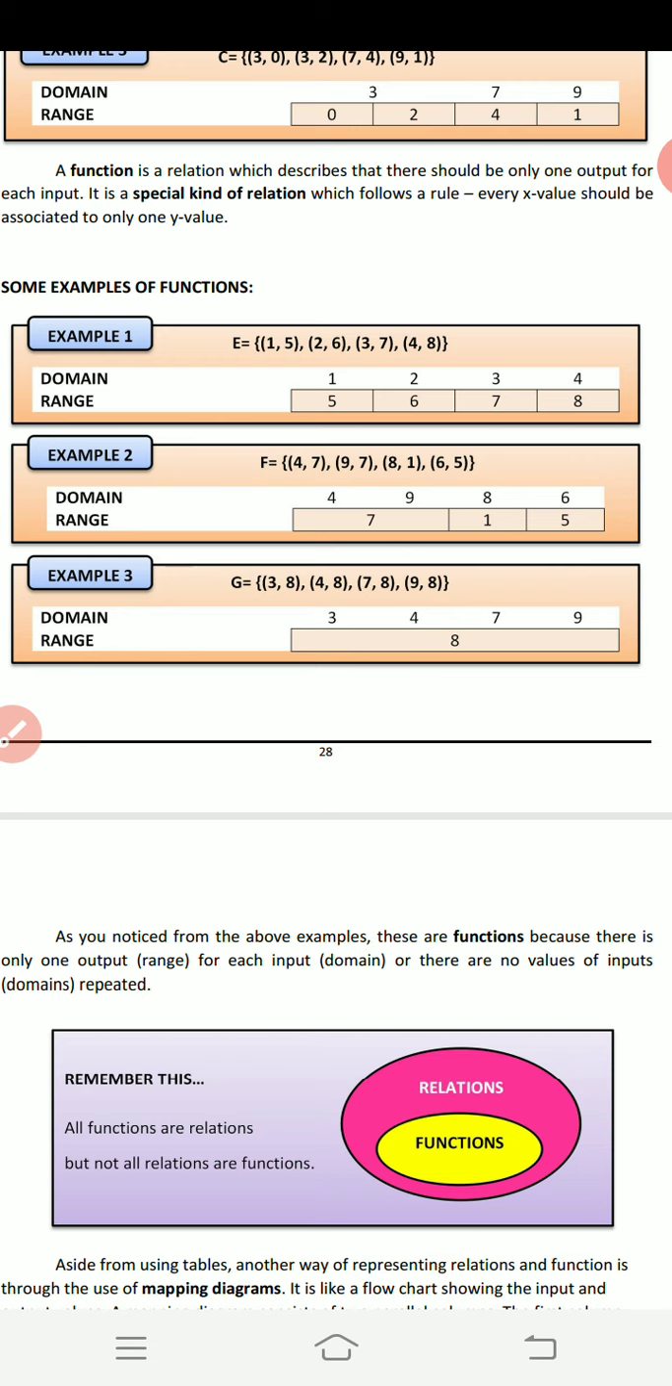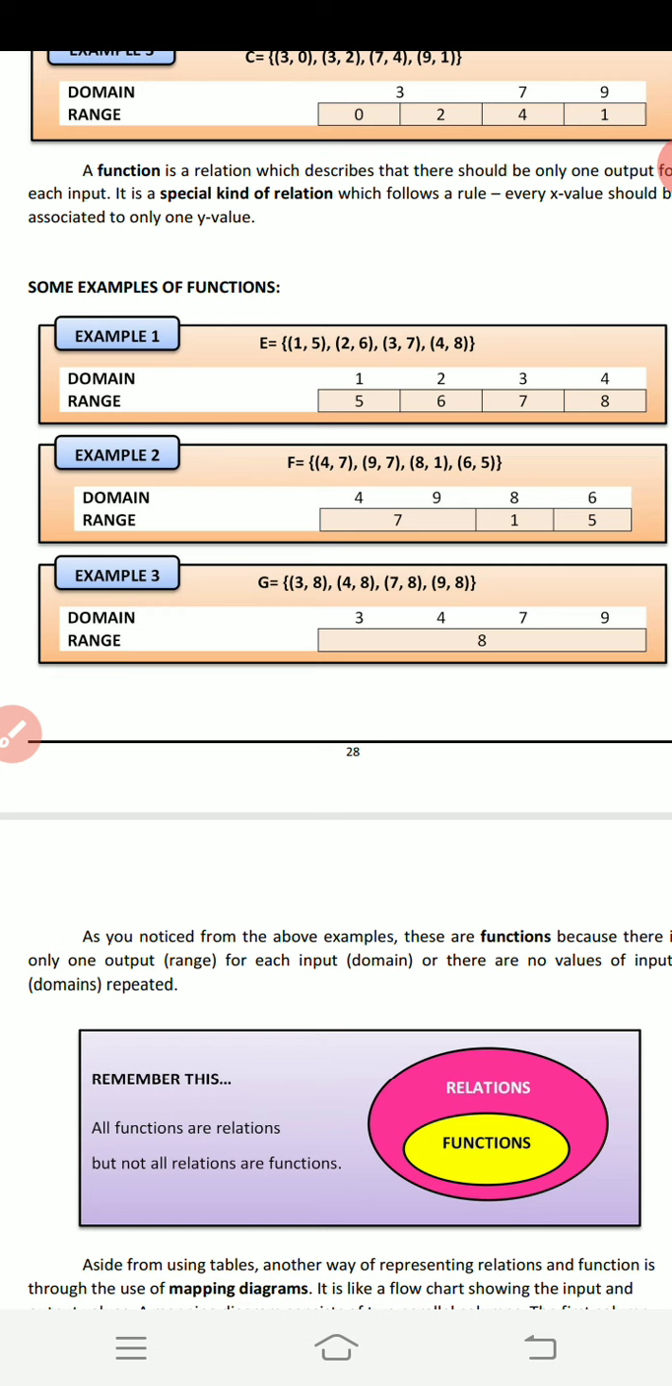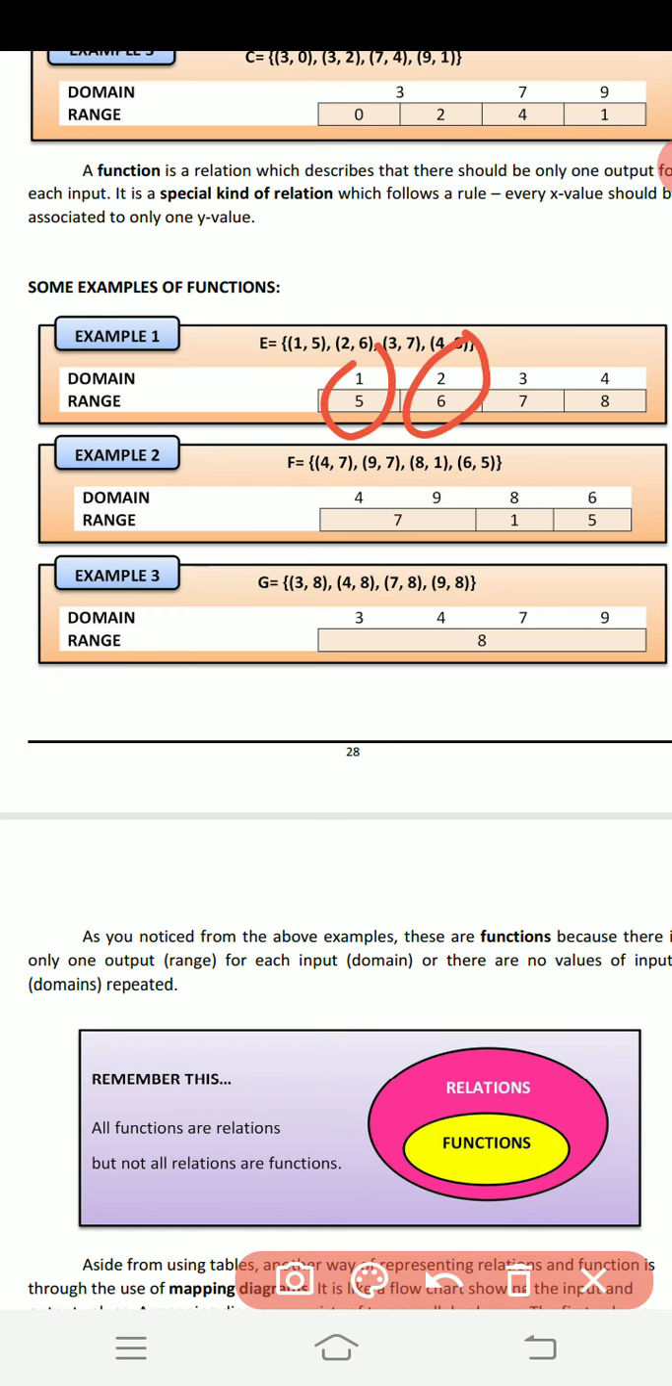Let's take a look at some examples of functions. So ito, example number 1 natin. So we have (1, 5), (2, 6), (3, 7), and (4, 8). May naulit ba sa x? Wala. Walang naulit sa x, wala din naulit sa y. So that is actually a special kind of relation which is 1 to 1. So this example is 1 to 1 at pasok pa rin siya sa function na relation. A relation na function.